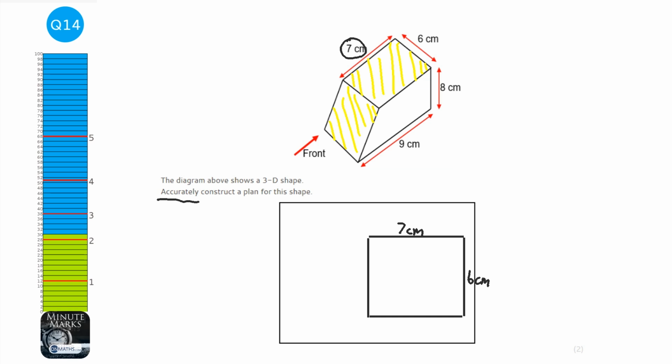Now, the difficulty is going to be the last bit. Well, we know it's going to be 6 across because it's the same as this one here. But what's the width going to be? What's this one going to be here? Well, if this one here is 7 and this one here is 9, what's left over? Well, there's 2 centimeters left over. So it's going to be 2 centimeters in width.